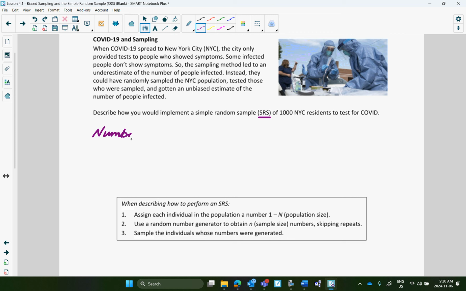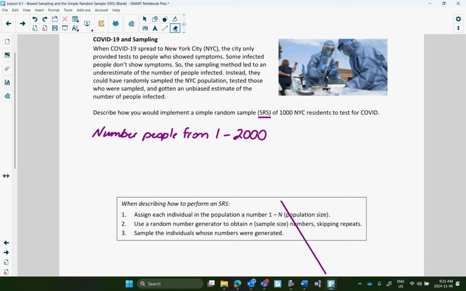Number of people from 1 to whatever, let's say 2,000. Assign people a number. No, sorry, that doesn't make sense. You'd have to number people from 1 to 10 million. That's crazy.